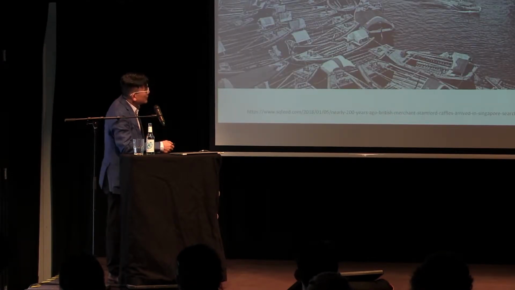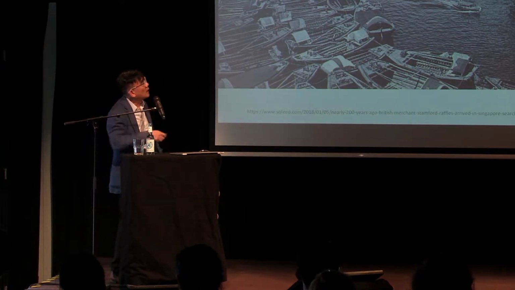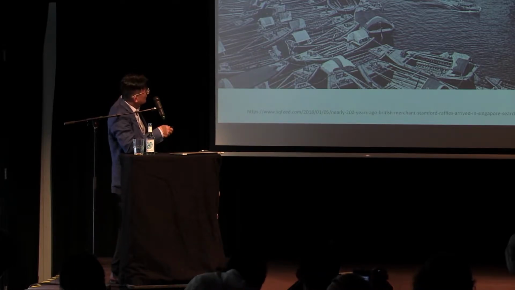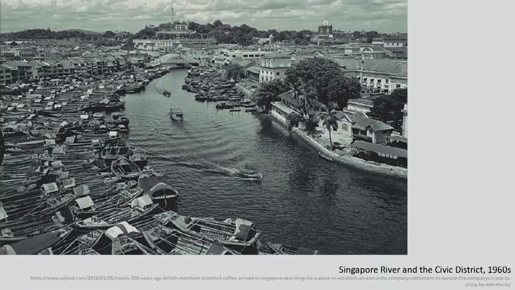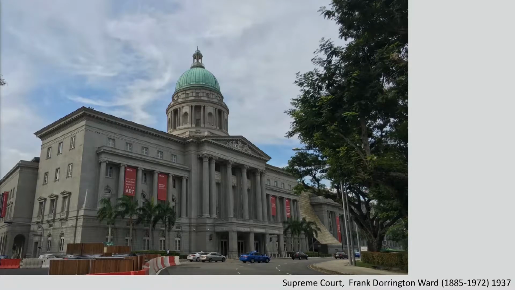This is a view of Singapore in the 60s, just after independence. You see the Singapore River with a lot of junk boats for trading and all the shop houses around it, the civic district over here, the police station over here. And the civic district has very important buildings, City Hall and Supreme Court, built around the 1930s, but done in a style that is totally colonial, right?